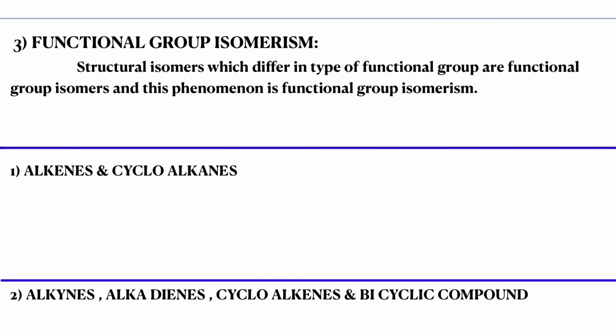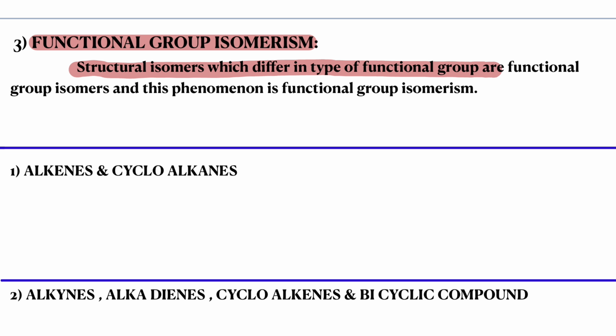The third type of structural isomerism is functional group isomerism. First, let us understand the definition properly, because while writing structural isomers or while identifying the relation between given structural isomers, definitions are of utmost importance. So, structural isomers which differ in the type of functional group.